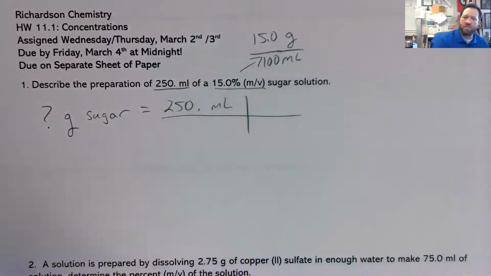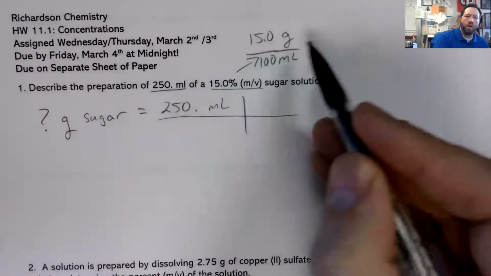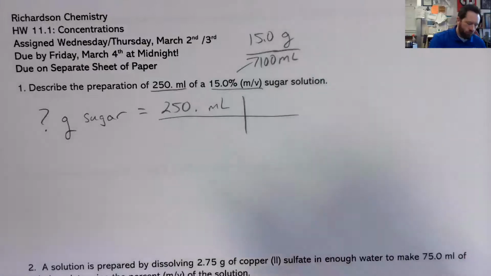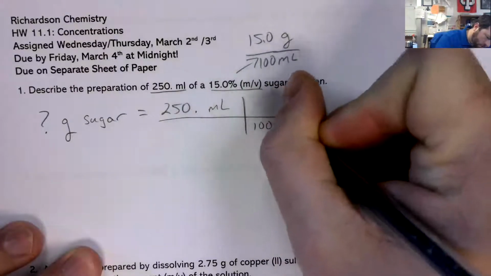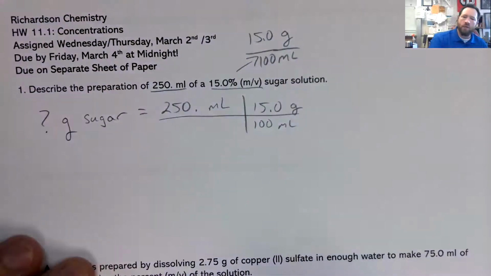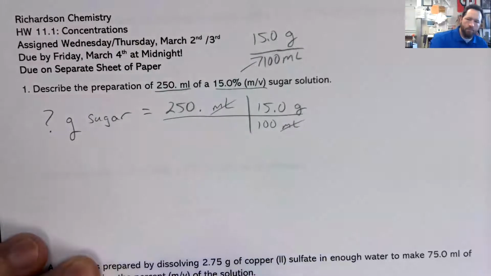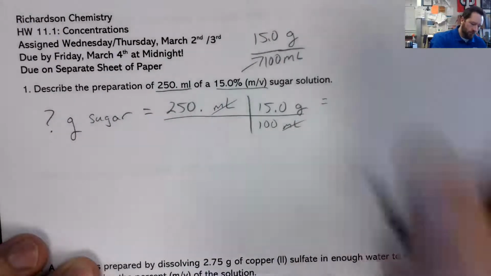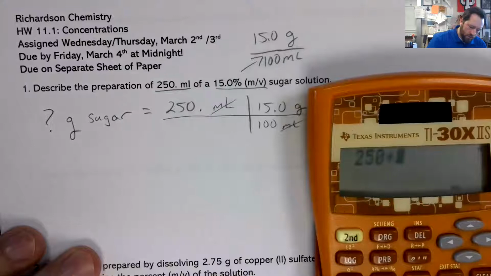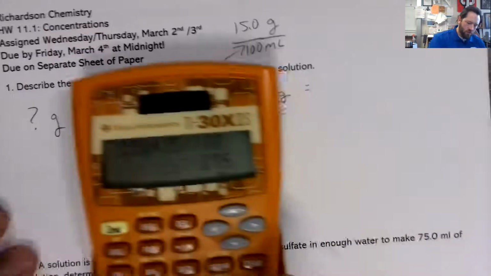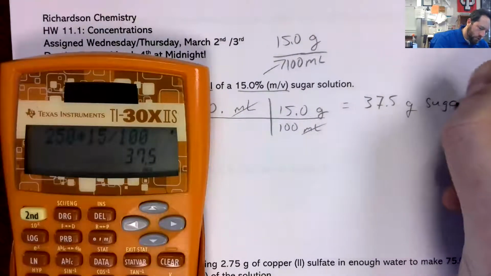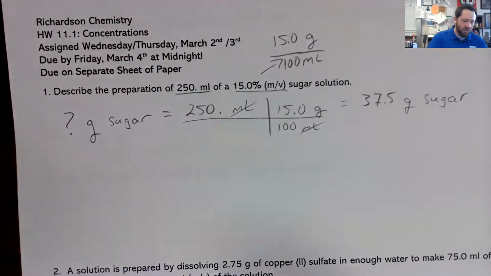We know that milliliters has to go on the bottom. We're looking to get to grams. Hey, look at this. This conversion right here will take us straight from milliliters to grams. We just have to make sure we line it up correctly. We put the milliliters on the bottom, the 15 grams on top, and voila, milliliters is canceled out. We're ready to solve for grams. So we'll take our calculator here and take 250 times 15 divided by 100, 37.5 grams of sugar.